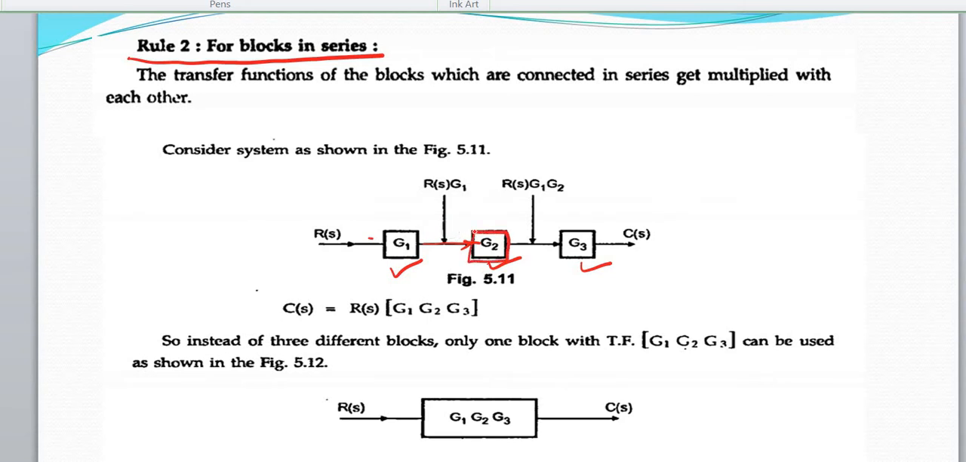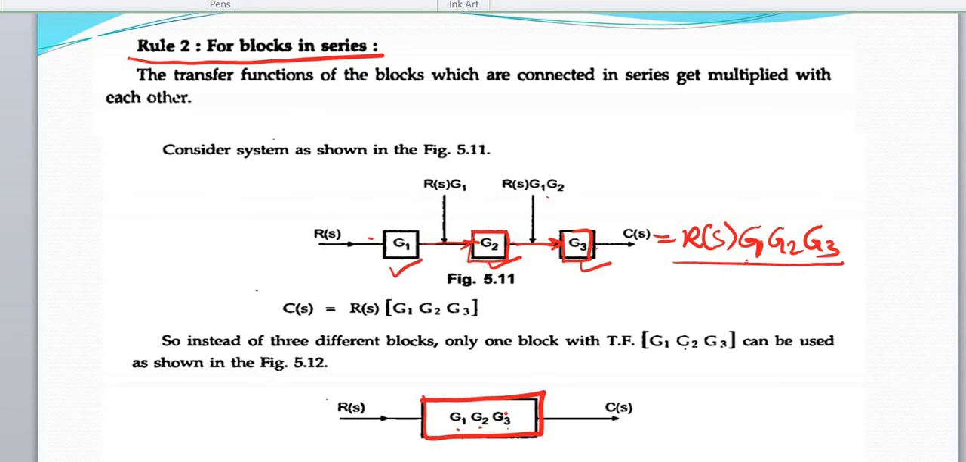Then comes G2. What will be the output here? R of S into G1 into G2. Then that will be the input to G3. So R of S into G1 into G2 into G3 is the output. Okay, so that is the output. If this is the output, then these blocks which are connected in series can be represented by only one single block whose transfer function is G1 into G2 into G3.